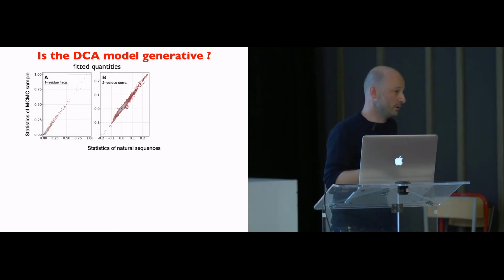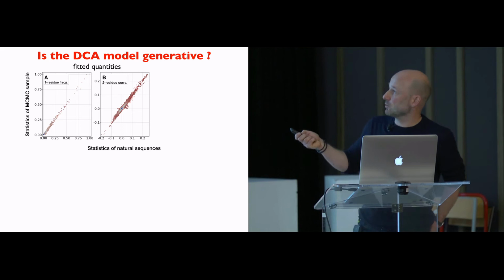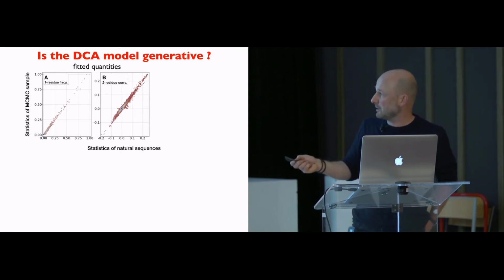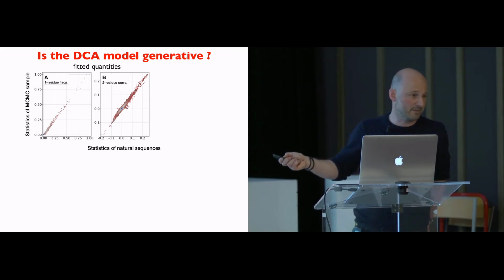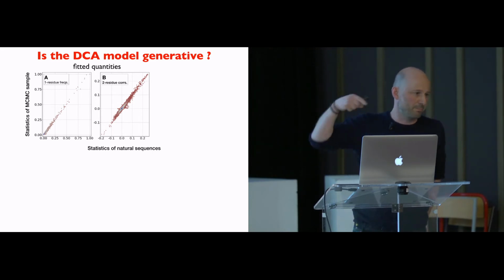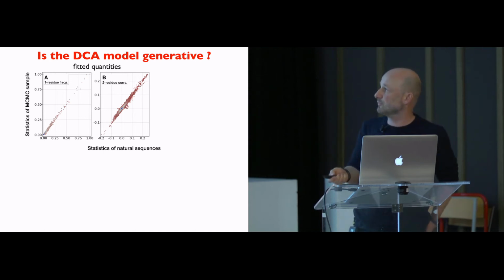The first thing it should be, obviously, is that we should fit our model well. We should do what we ask our model to do, which is reproducing the one-residue, one-point frequencies, and the two-point frequencies, here connected correlations. I plot the statistics of the natural sequences, so this would be the Fi against the statistics of an MCMC sample, the Pi estimated, which I introduced before. And you see this is quite well fitted.